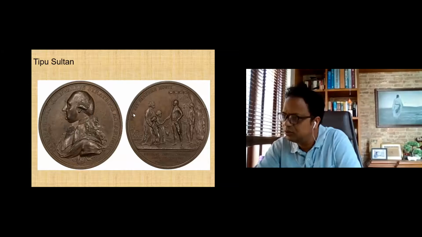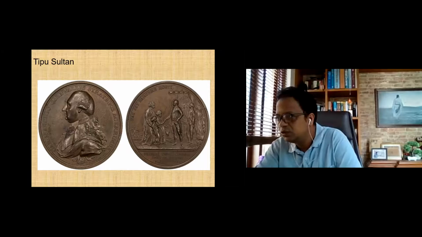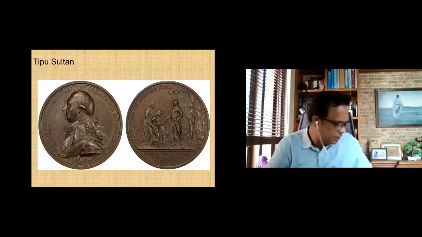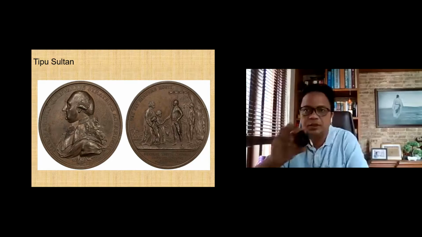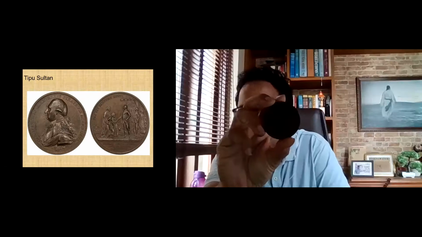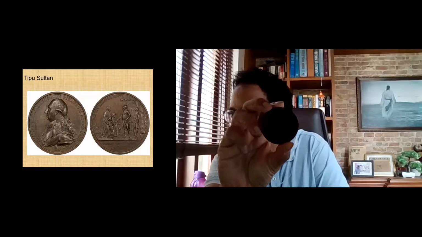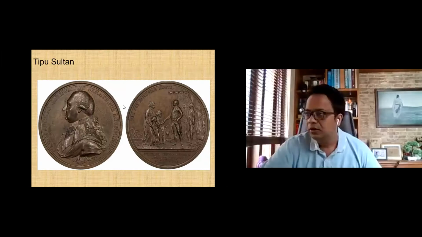A very emotional scene has been shown over here. These are the two sons of Tipu Sultan who were given as hostages until Tipu Sultan paid the entire money back to the British when he lost the war. So this is the original medal where the sons of Tipu Sultan are being handed over to the British.